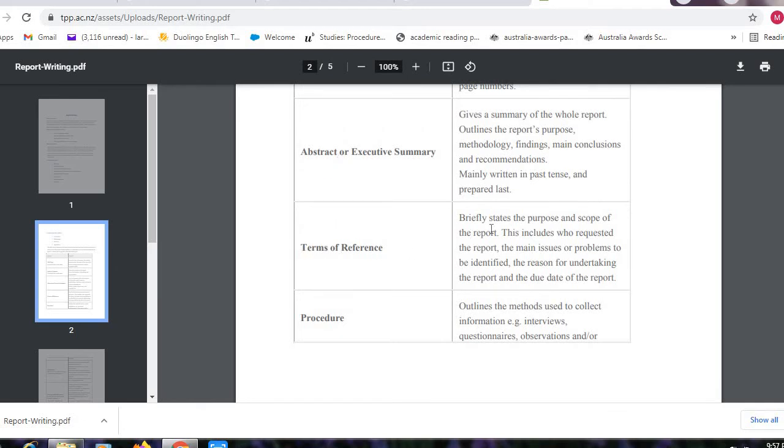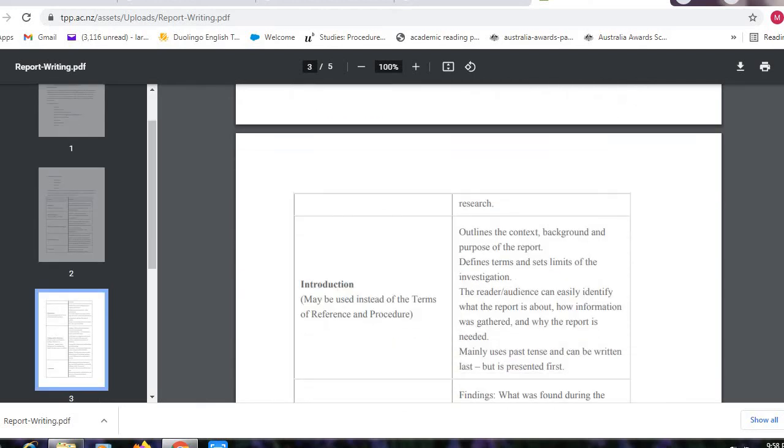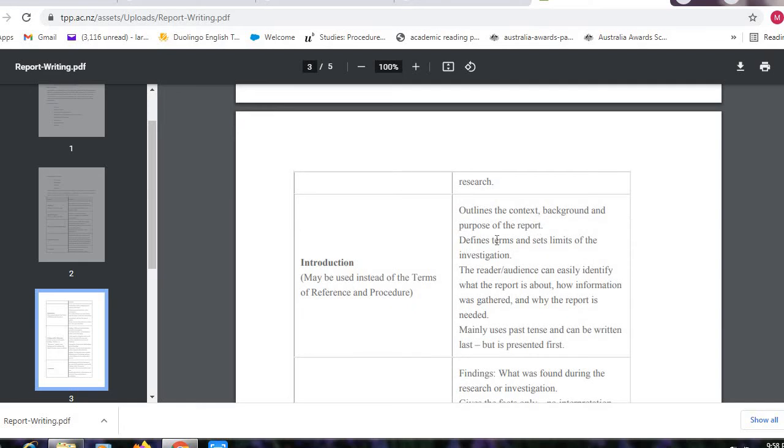Terms of reference briefly states the purpose and the scope of the report. This includes who requested the report, the main issues or problems to be identified, the reason for undertaking the report and the due date of the report, and procedure. Outline the methods used to collect information, for example interviews, questionnaires, observations and other things. It also outlines the context, background and purpose of the report, defines the terms and sets limits of the investigation.